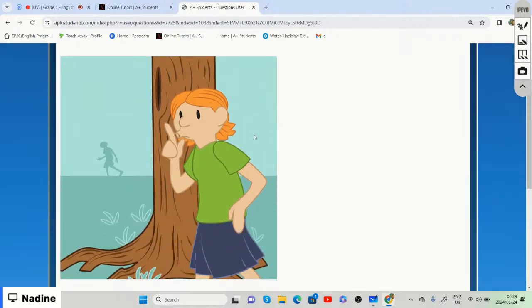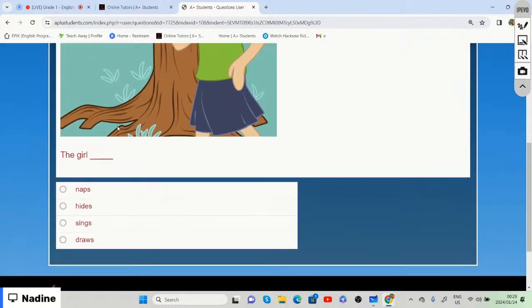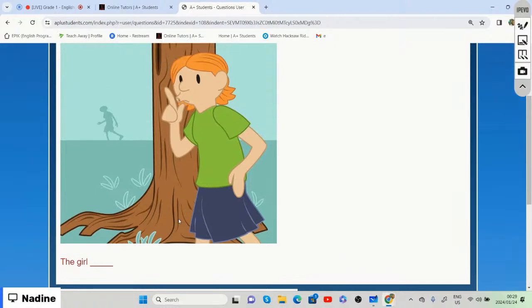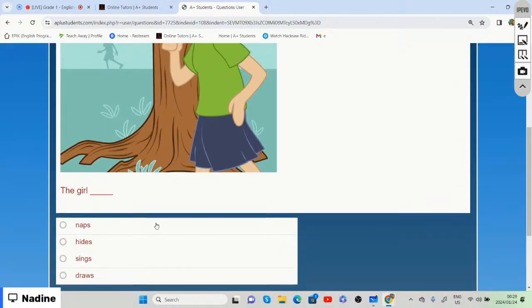All right. So yes, somebody is behind a tree and somebody's walking in the far distance. So this girl, what is she doing? Is she napping? Does she hide, sing, or draw? So what is this girl doing? She naps, hides, sings, or draws.